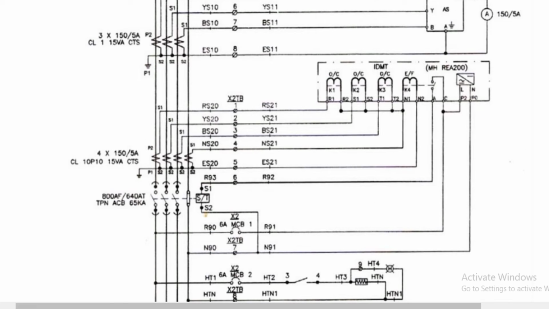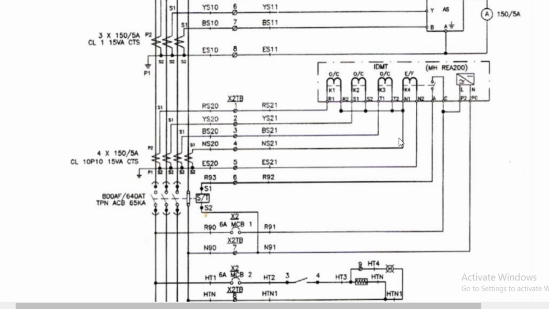As you can see, this is the air circuit breaker, ACB. And then we meet a current transformer again. This one has a step down ratio of 150 to 5 ampere. At this point we use 4 transformers.